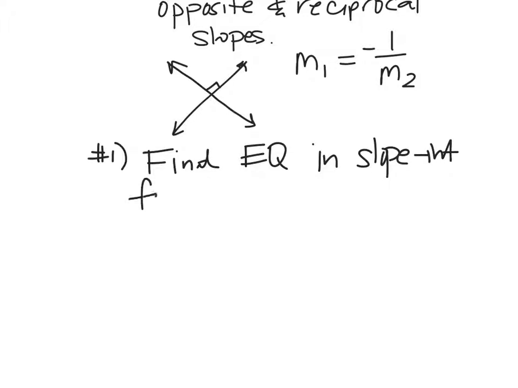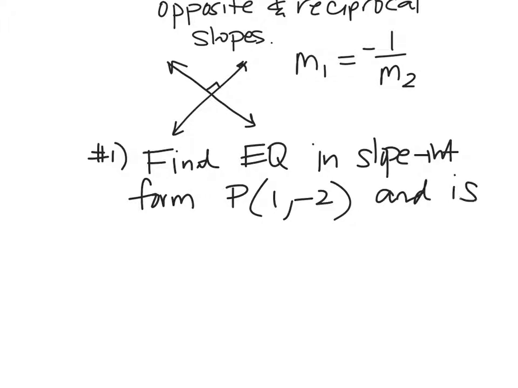Find an equation in slope-intercept form that has point P at (1, -2) and is parallel. So find an equation in slope-intercept form that goes through, I didn't want to write all that stuff, but it goes through point (1, -2), and is parallel to this line right here. 3x minus 2y equals 1.